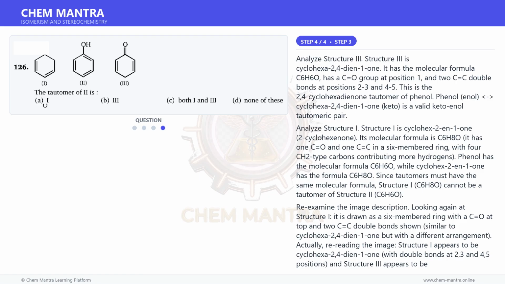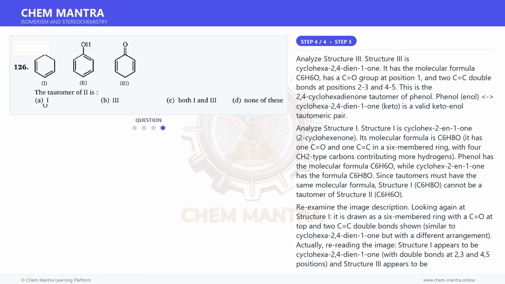Analyze structure I. Structure I is cyclohex-2-en-1-one, cyclohexene. Its molecular formula is C6H8O. It has one C=O and one C=C in a 6-membered ring, with 4 CH2 type carbons contributing more hydrogens. Phenol has the molecular formula C6H6O, while cyclohex-2-en-1-one has the formula C6H8O. Since tautomers must have the same molecular formula, structure I, C6H8O, cannot be a tautomer of structure 2, C6H6O.